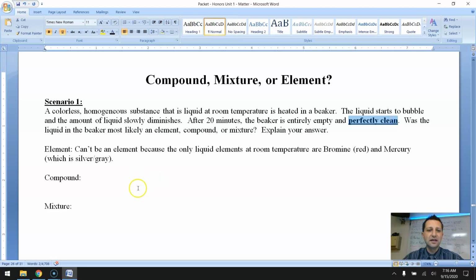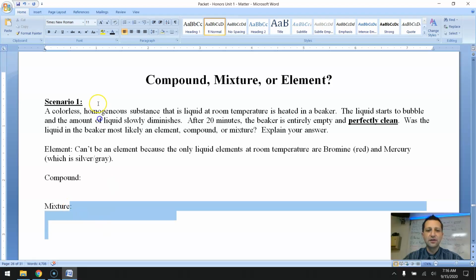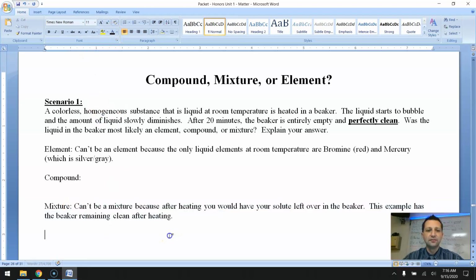So whatever was in that beaker is all into the atmosphere now, into the air. So it can't be a mixture because there should be something left over when all is said and done. After heating, you would have your solute left over in the beaker. This example has the beaker remaining clean after heating, so it can't be a mixture here.